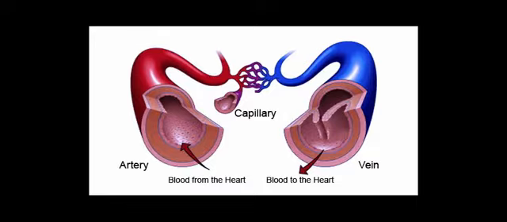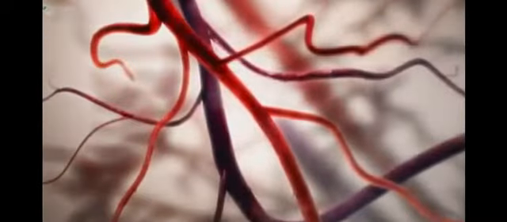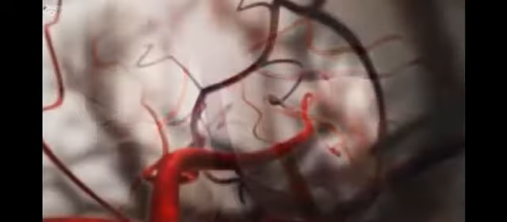Other organs in the circulatory system include arteries, capillaries, and veins. Arteries carry blood away from your heart. Capillaries are tiny vessels whose walls are so thin that nutrients and waste products flow through them, and veins are large blood vessels that carry blood to the heart.